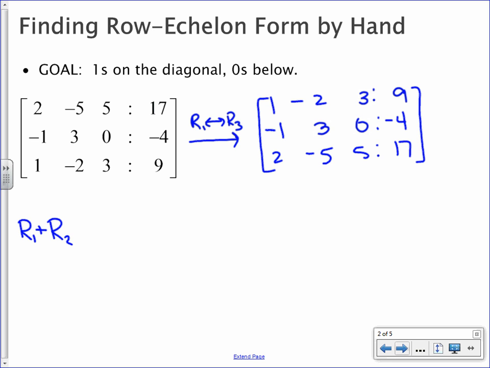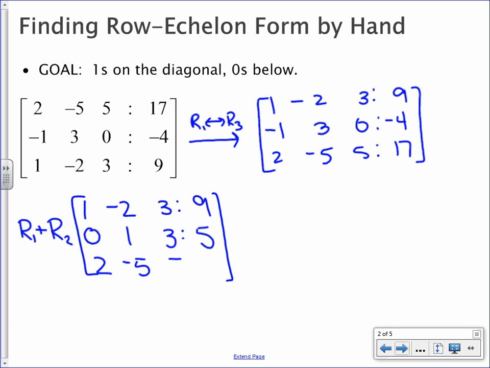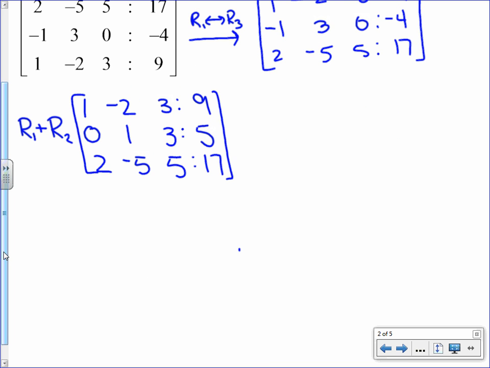Okay, so what I'm going to do is I'm going to add row 1 and row 2 together. I'm going to just tell you what I'm doing so when people come back and look at these notes, they know what's happening. You can tell me what you're doing, but I'm not going to require it, okay? You don't have to write it down if you don't want to. So row 1 is going to stay the same. And then we're going to add row 1 and row 2 together. So what do we get? 0, 1, 3, 5. Well, that was kind of nice, wasn't it? Because now we have 0, 1. All right. So we're off to a good start.